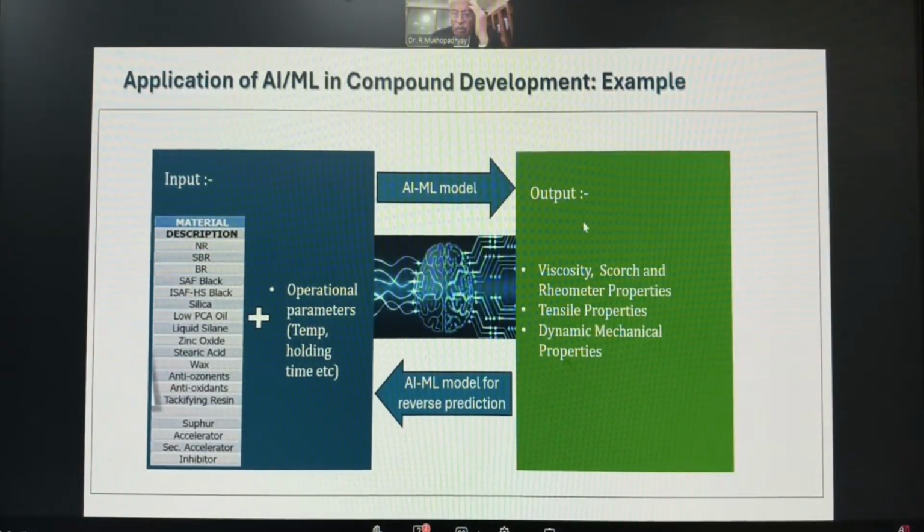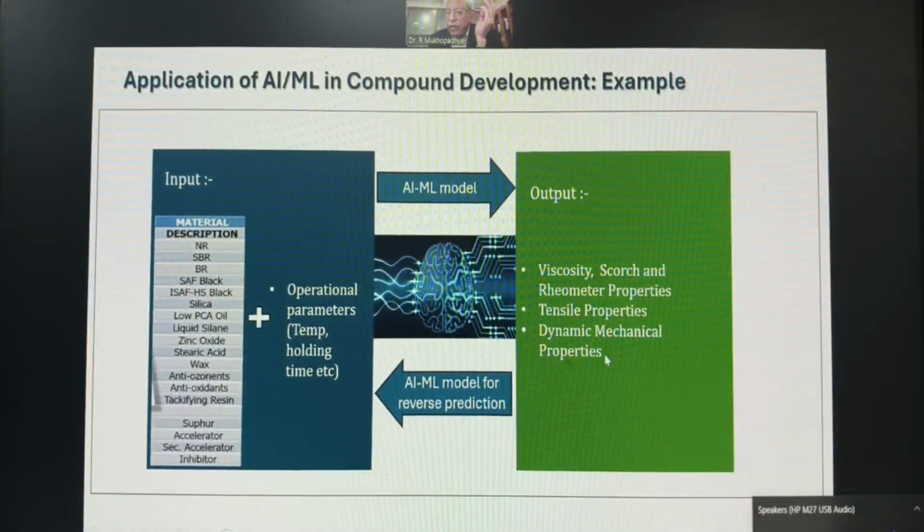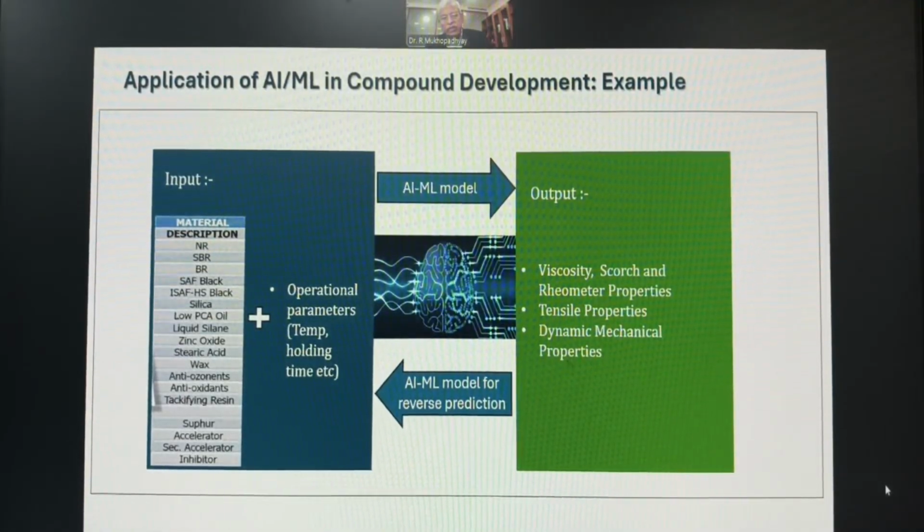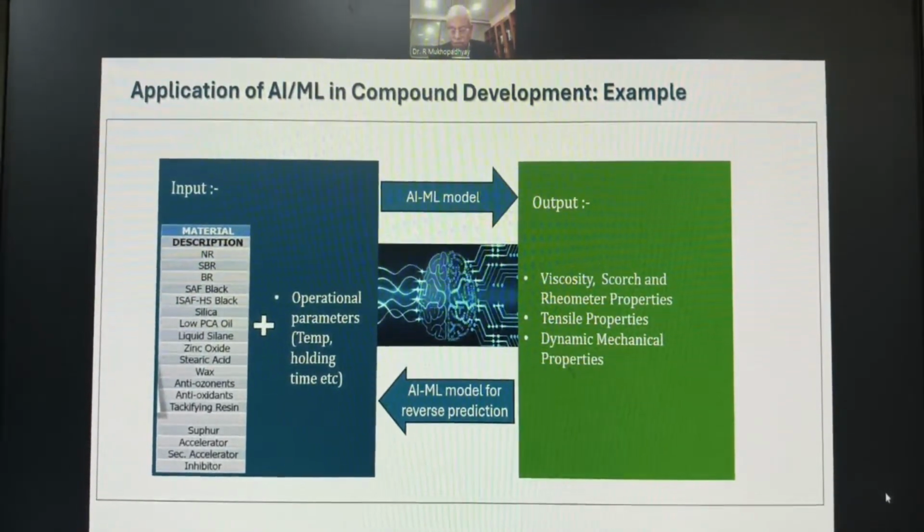Okay, what is the output? We expect the viscosity, scorch, rheometer properties, tensile property, dynamic mechanical property. Again, this output comes back as reverse prediction. So this will continue, and then we have to find the algorithm, and ultimately you can predict those things.